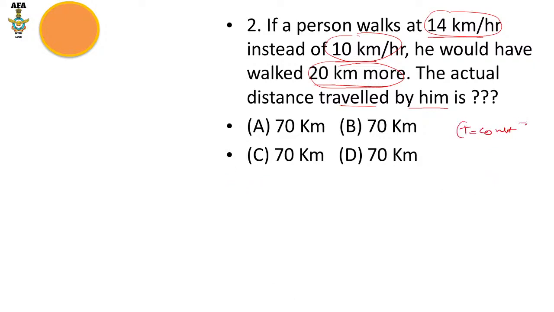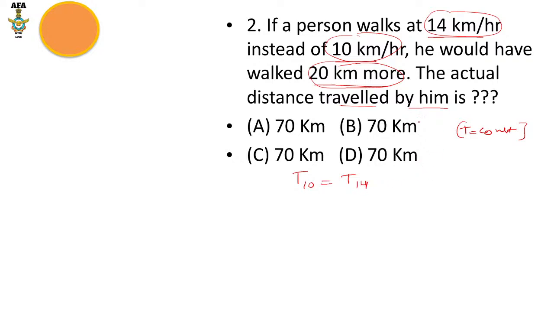Now what to do? अब आगे हम क्या करेंगे? t10 इक्वल्स टू t14 करेंगे. Time taken by walking 10 kilometer per hour is equal to the time taken by walking 14 kilometer per hour. So time constant है. अब distance we don't know.